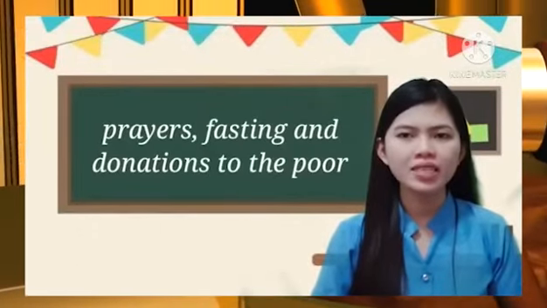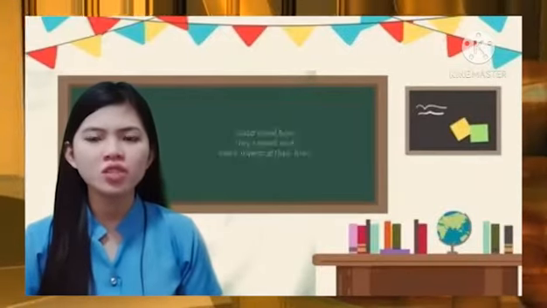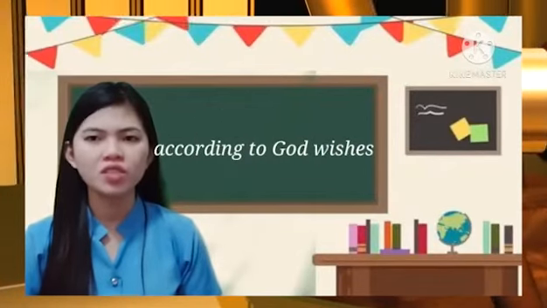Sharia law acts as a code for living that all Muslims should adhere to, including prayers, fasting, and donations to the poor. It aims to help Muslims understand how they should live every aspect of their lives according to God's wishes. This is what the legal foundations and the types of law is all about.